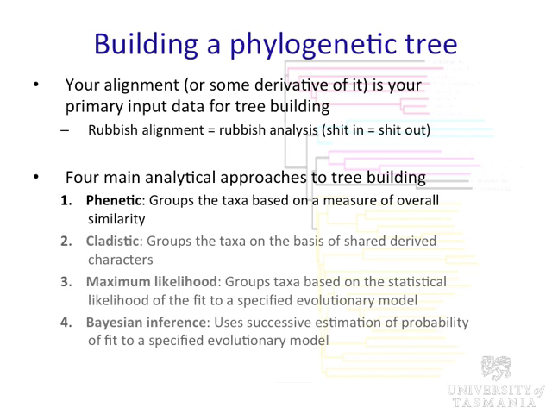So from our alignment, there are 4 different families of ways we might build a tree-like structure to visualise the relationships. Main one we'll deal with in this unit is what's called phenetic, and that's where we group things based on an overall measure of similarity.